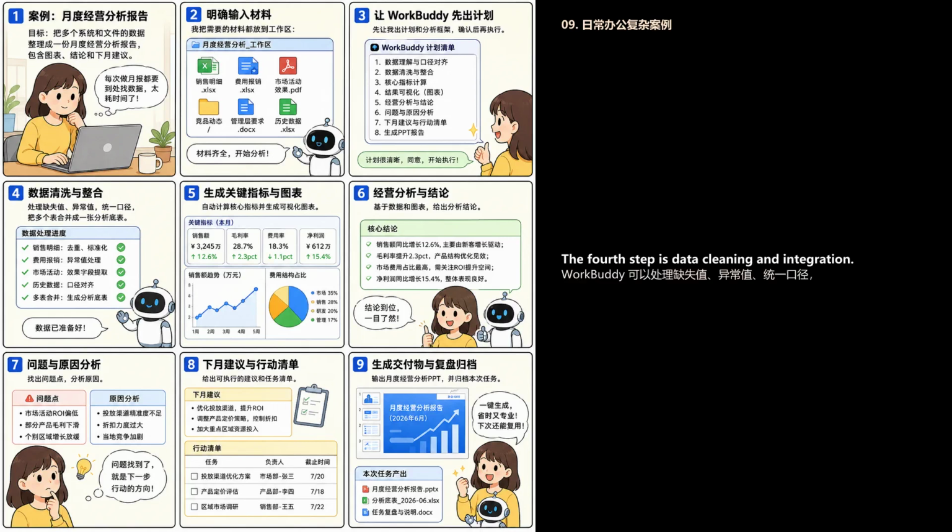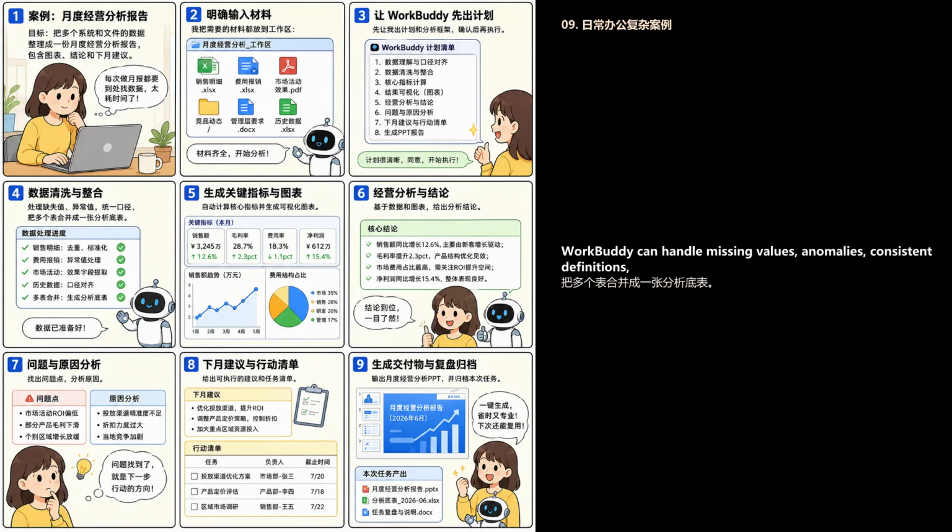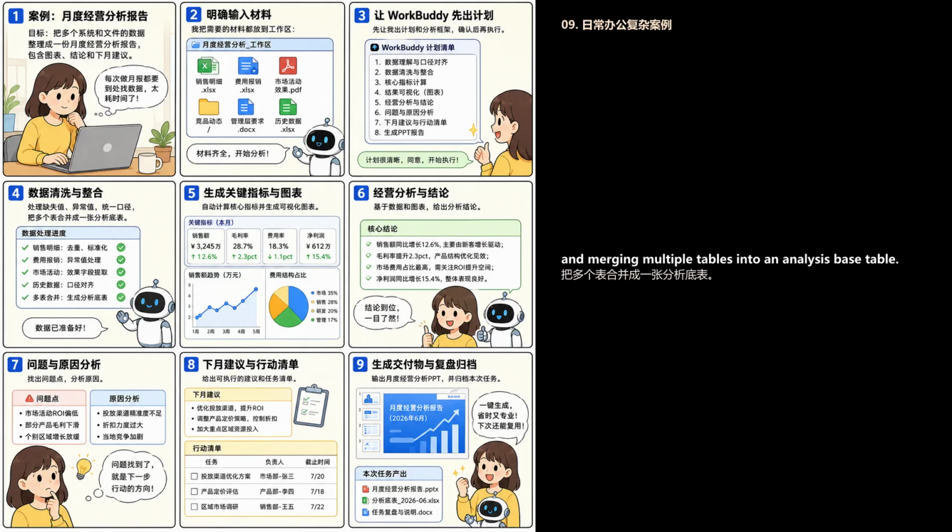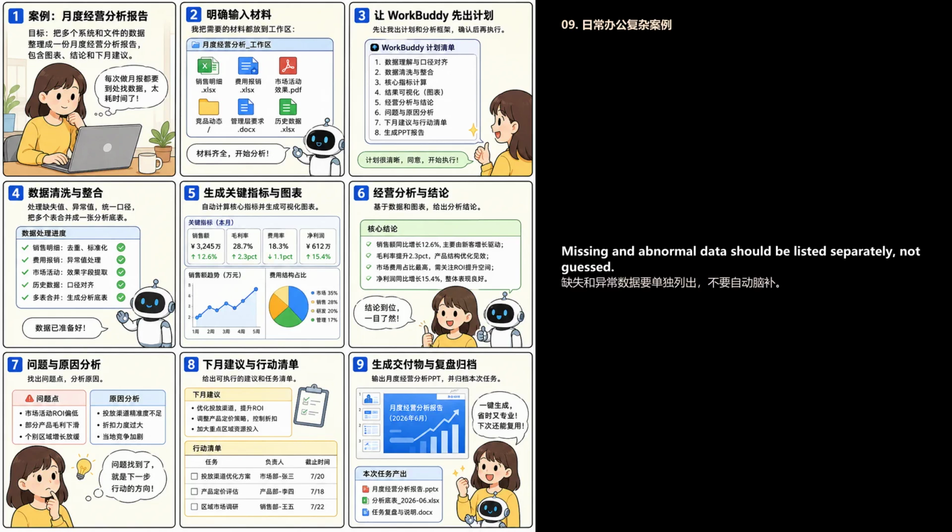The fourth step is data cleaning and integration. WorkBuddy can handle missing values, anomalies, consistent definitions, and merging multiple tables into an analysis-based table. All numbers must come from original files. Missing and abnormal data should be listed separately, not guessed.